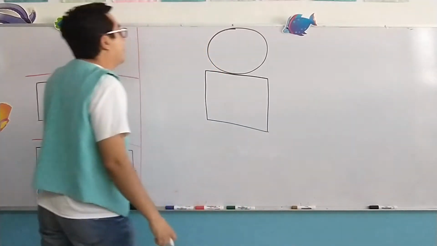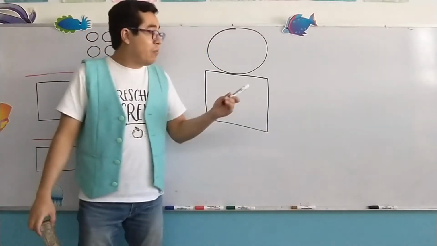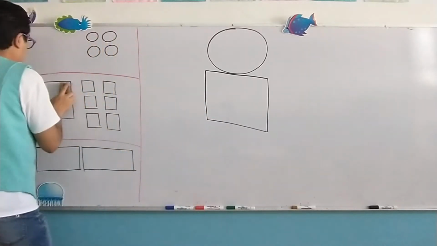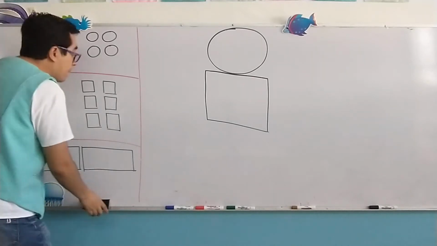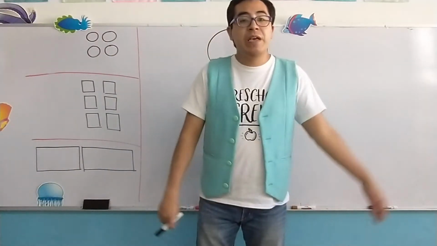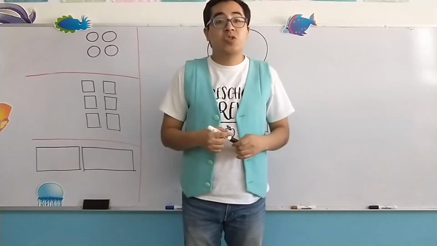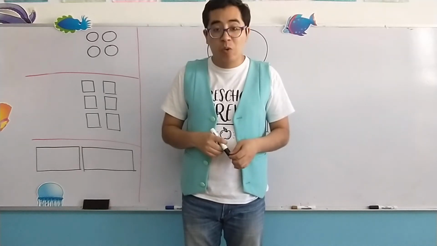Okay, we have a big square. Now, one more time. Once I have it right here, let's erase it from this section. Now, let's build the arms. Vamos a construir los brazos. For the arms, let's use squares.